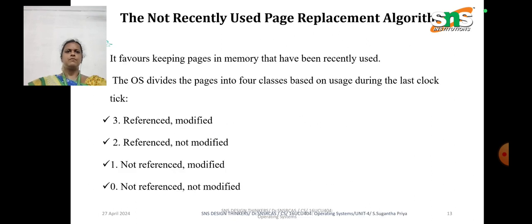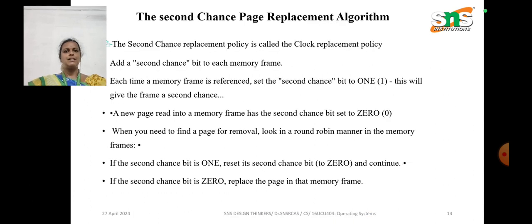Not recently used page replacement algorithm. It favors keeping pages in memory that have been recently used. The operating system divides the pages into 4 classes based on usage during the last clock tick. Referenced modified, referenced not modified, not referenced modified, not referenced not modified. The second chance page replacement algorithm is called clock replacement policy.